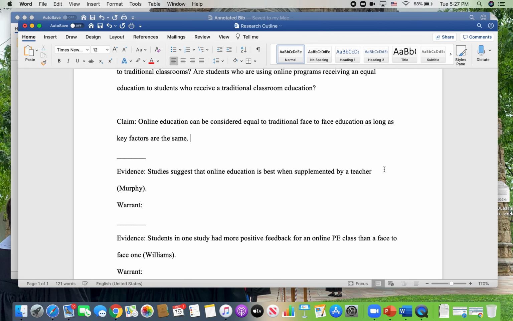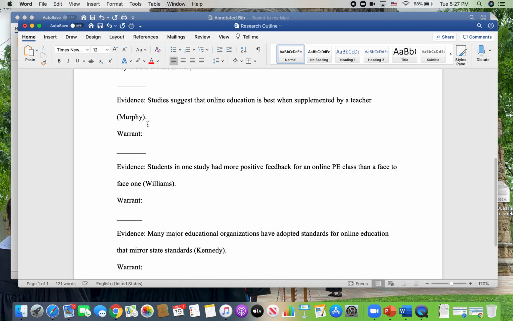So what I want to focus on today is this claim and this evidence. If you notice the claim, we're going to put a pin in that for a minute because that's actually the last thing that I wrote in this document. The first thing that I did was the evidence.